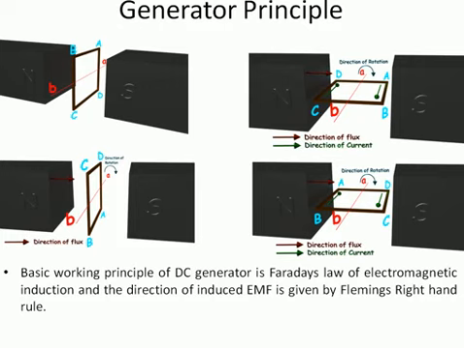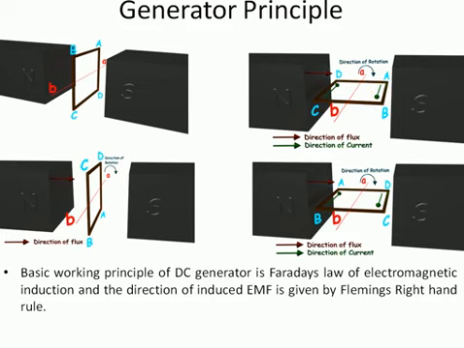Similarly, you will be able to identify the direction of current in conductor AB. As the conductor AB is moving downwards, definitely the direction of current induced in this conductor will be opposite to that of the conductor CD. So definitely the direction of current induced in this conductor AB will be from A to B.